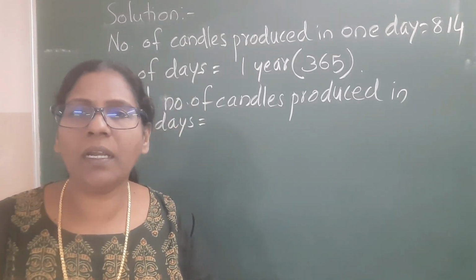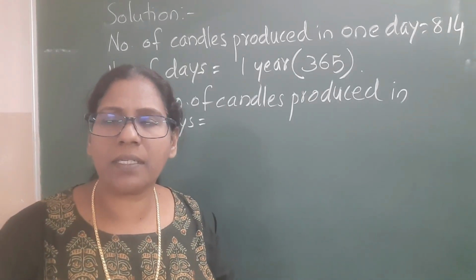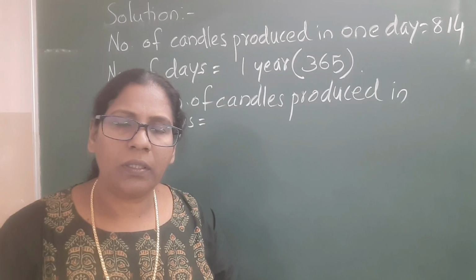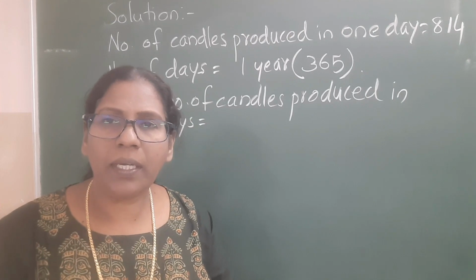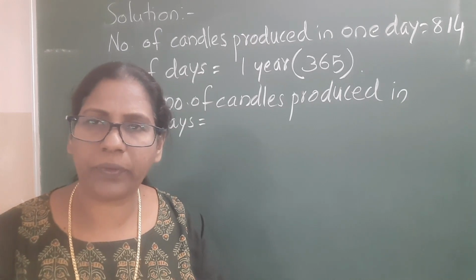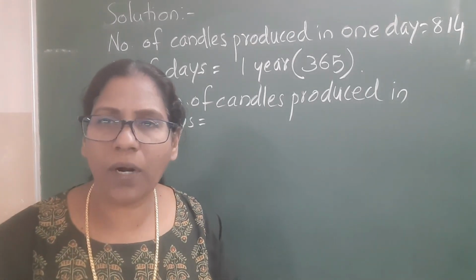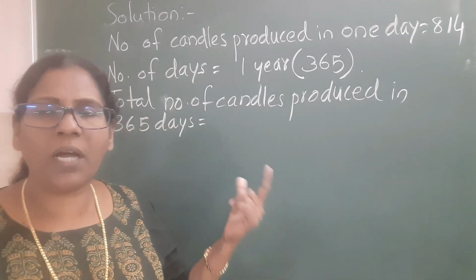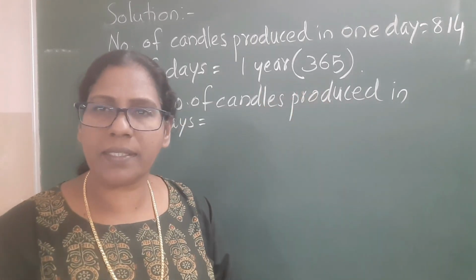Our next question is, a candle factory produced 814 candles in one day. Then how many candles did this factory produce in 1 year? You have to listen to the question carefully. One is in 1 day and the other one is in a year. So first we have to convert the year into days. 1 year is equal to 365 days.